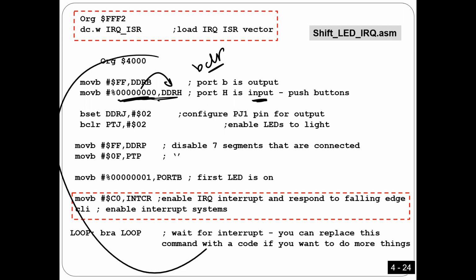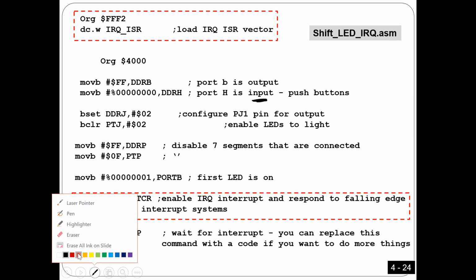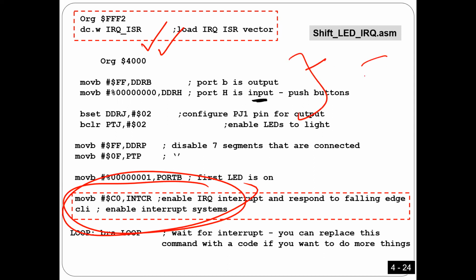So this is the main program here, guys. Once I finish the initialization this way, I'm going to tell the IRQ where the subroutine is. Also, once I finish these two instructions, now it's ready. That means every time there is a falling edge, the subroutine will be called. Okay, and then do whatever you want to do.